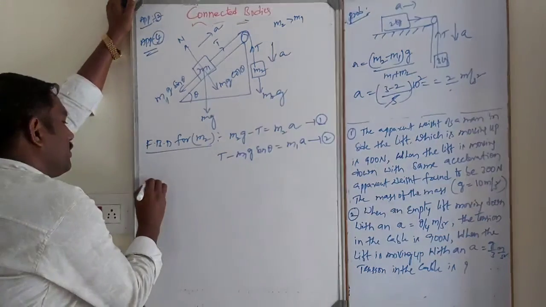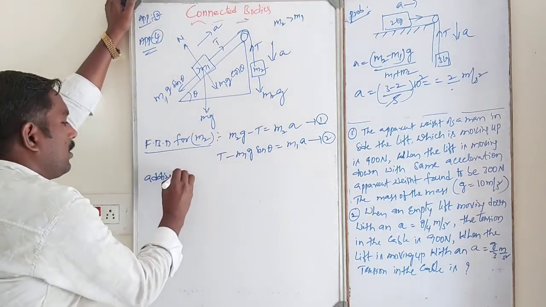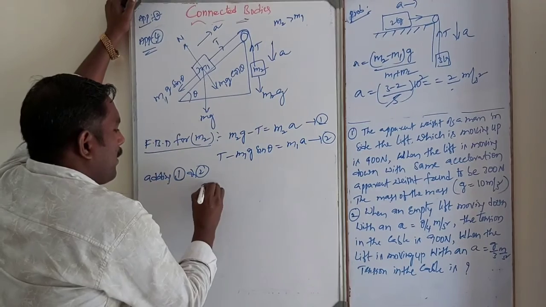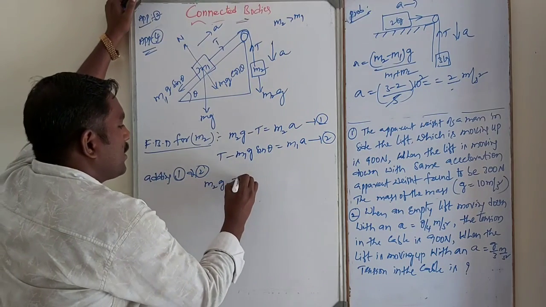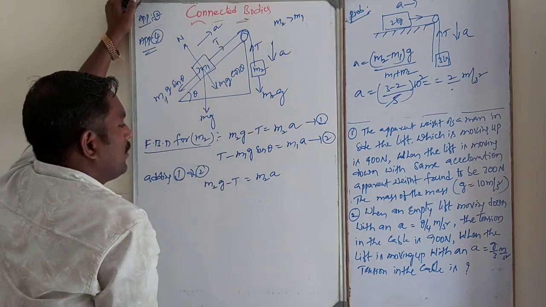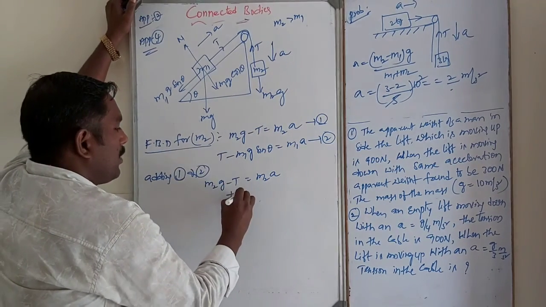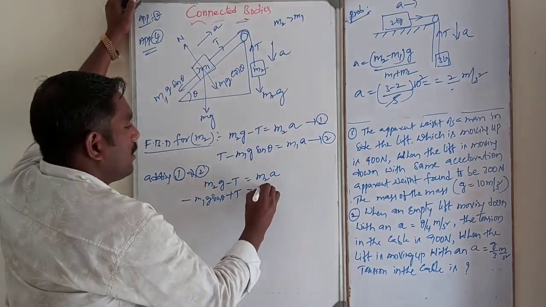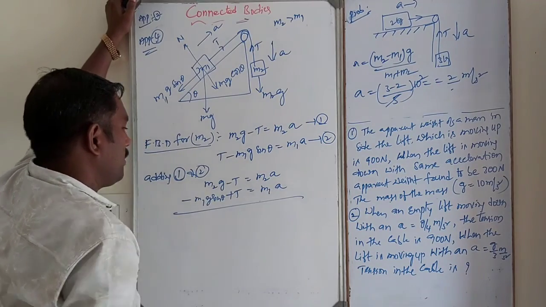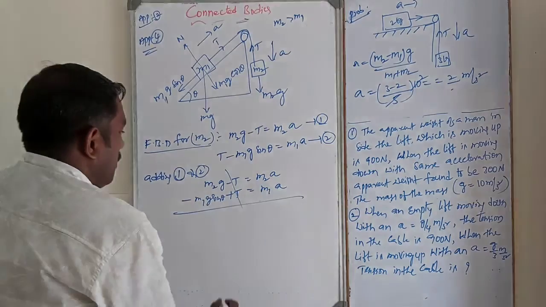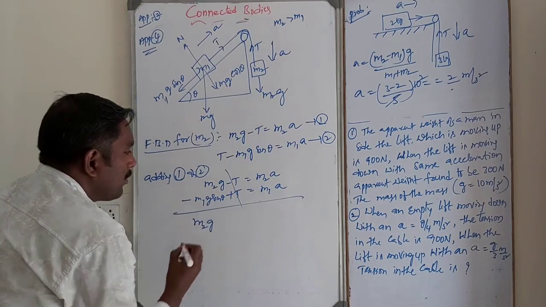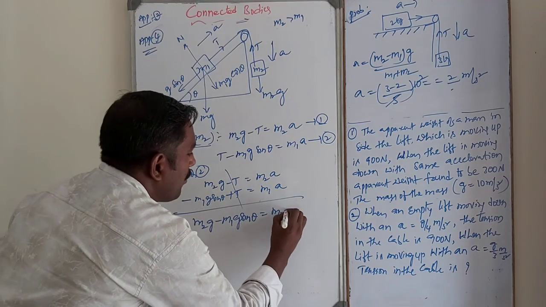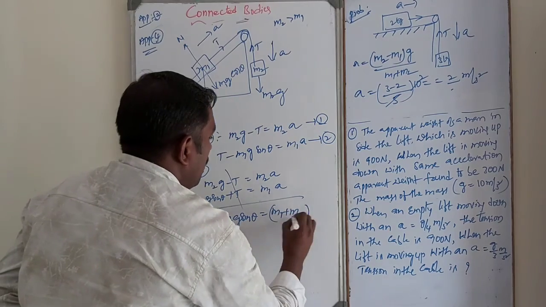Adding 1 and 2. m2g minus T is equal to m2a. Then I write positive T, and next T minus m1g sin theta is equal to m1a. The tension will be cancelled. So m2g minus m1g sin theta is equal to m1 plus m2 into a.